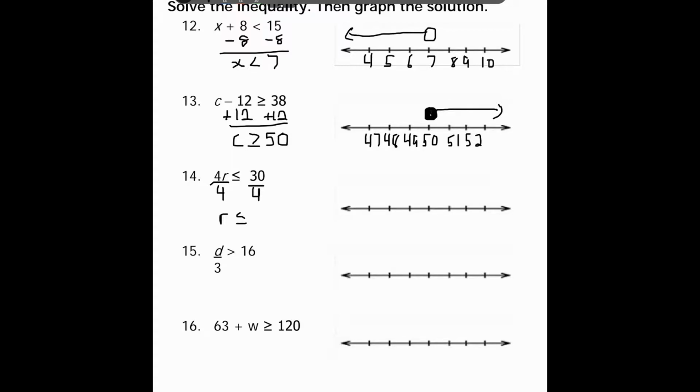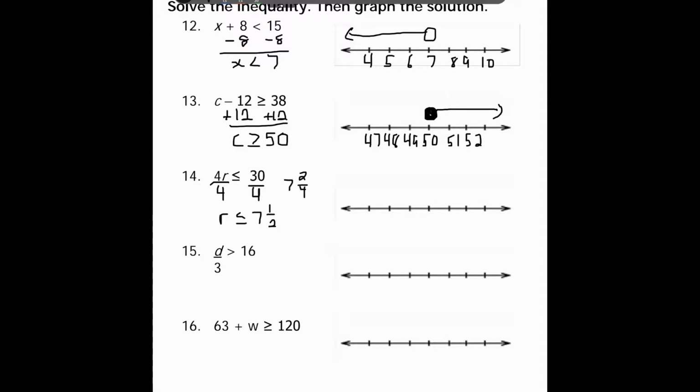This actually comes out to be 7 1/2, because 4 goes into 30 7 times with 2 left over, so it comes out to be 7 2/4, which simplifies to 7 1/2.